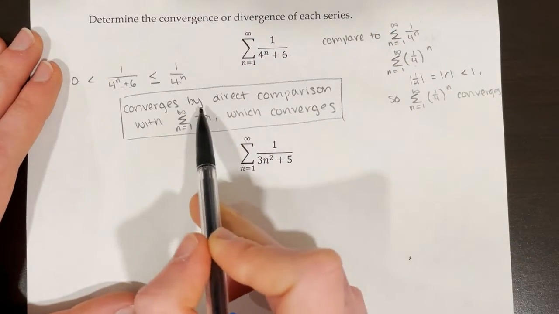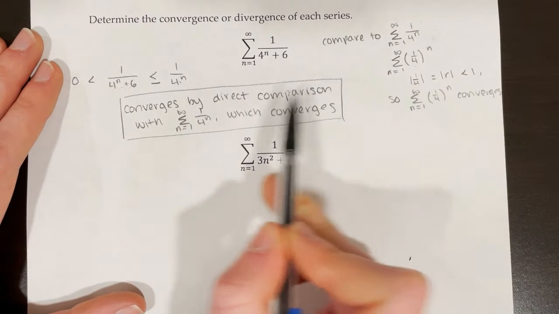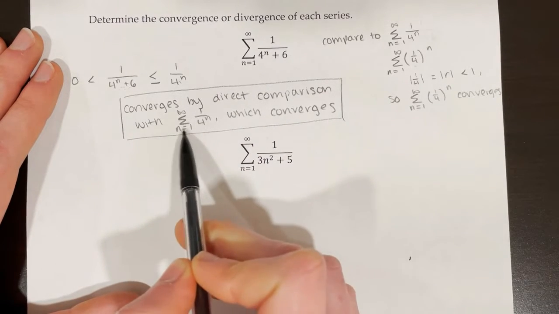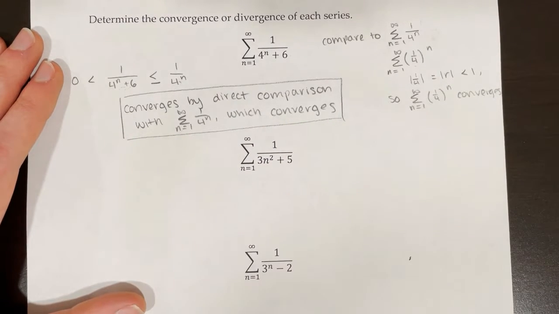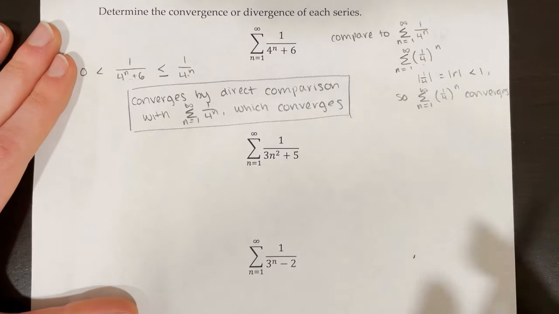This series converges by direct comparison, because it's the direct comparison test, with the series from n equals 1 to infinity of 1 over 4 to the power of n, which converges. Let's try our next one.